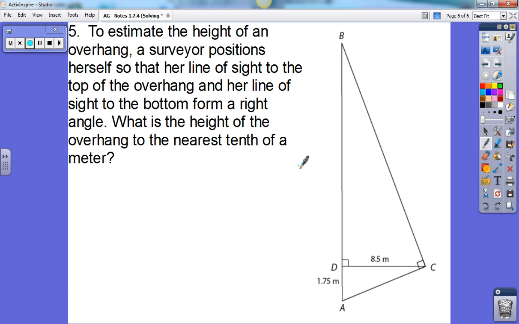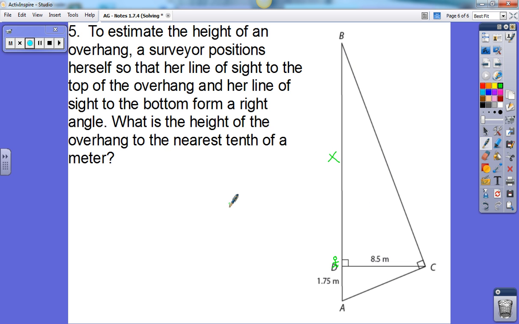Alright, the last problem we're going to look at, it says to estimate the height of an overhang. The surveyor positions herself so that her line of sight to the top of an overhang and her line of sight to the bottom form a right angle. So here is the person standing right here. What is the height of the overhang to the nearest tenth of a meter? So that's what we're looking for.